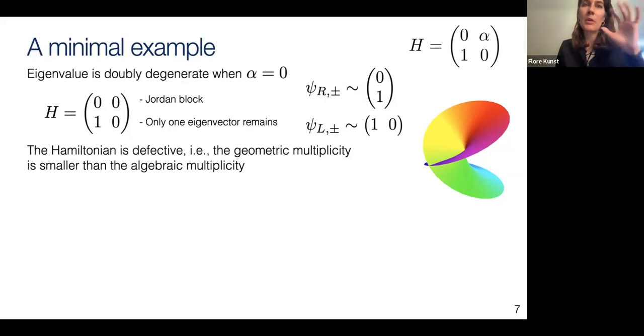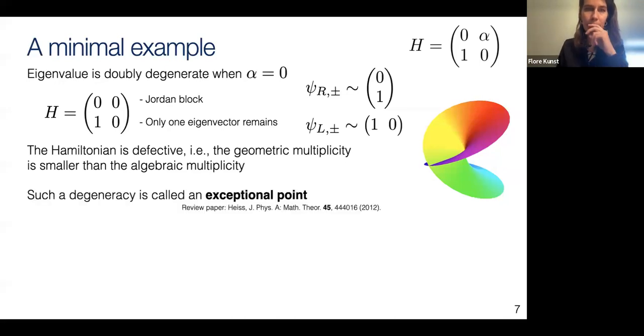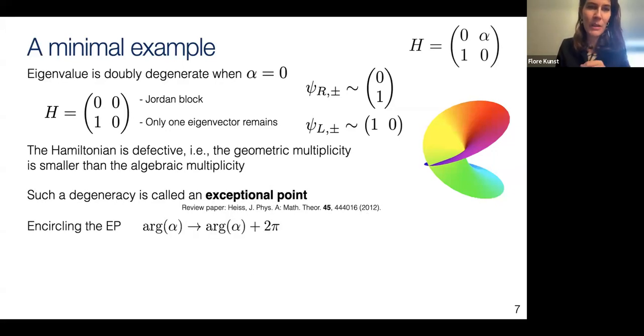So one says the Hamiltonian, or more precisely, the non-Hermitian matrix is defective at these points, which means that the geometric multiplicity is smaller than the algebraic multiplicity. In other words, the number of linearly independent eigenvectors is smaller than the root of your characteristic polynomial, which sets the algebraic multiplicity. So here I have an exceptional point of order 2 because two eigenvectors coalesced onto one and two eigenvalues are degenerate. And this, as I said, is called an exceptional point, and here's a nice review paper about these points, although it's a bit older.